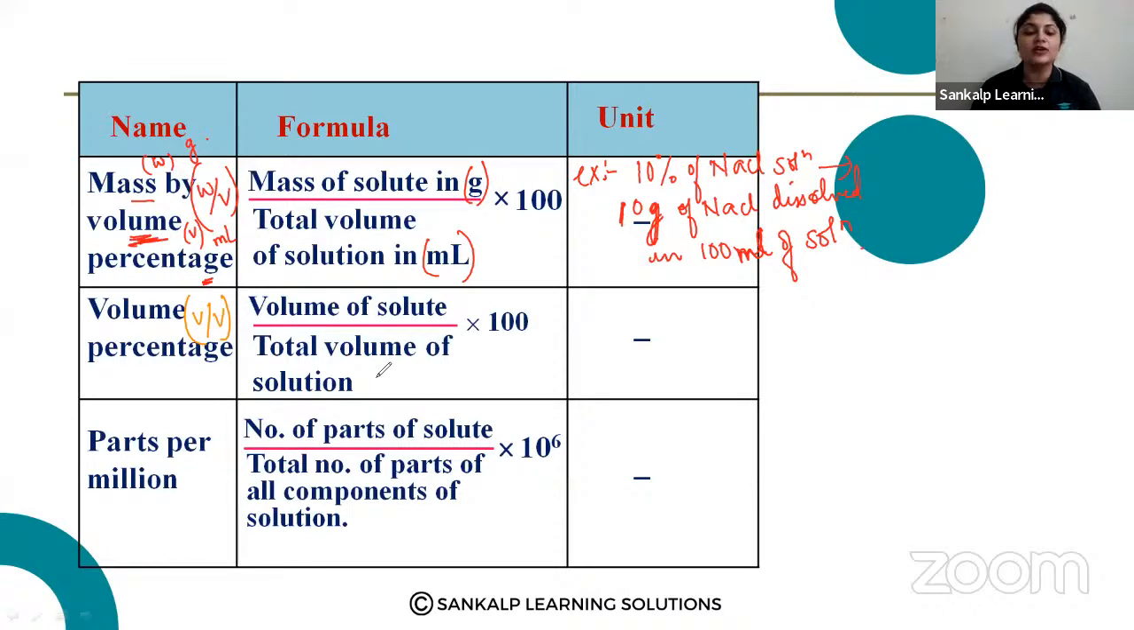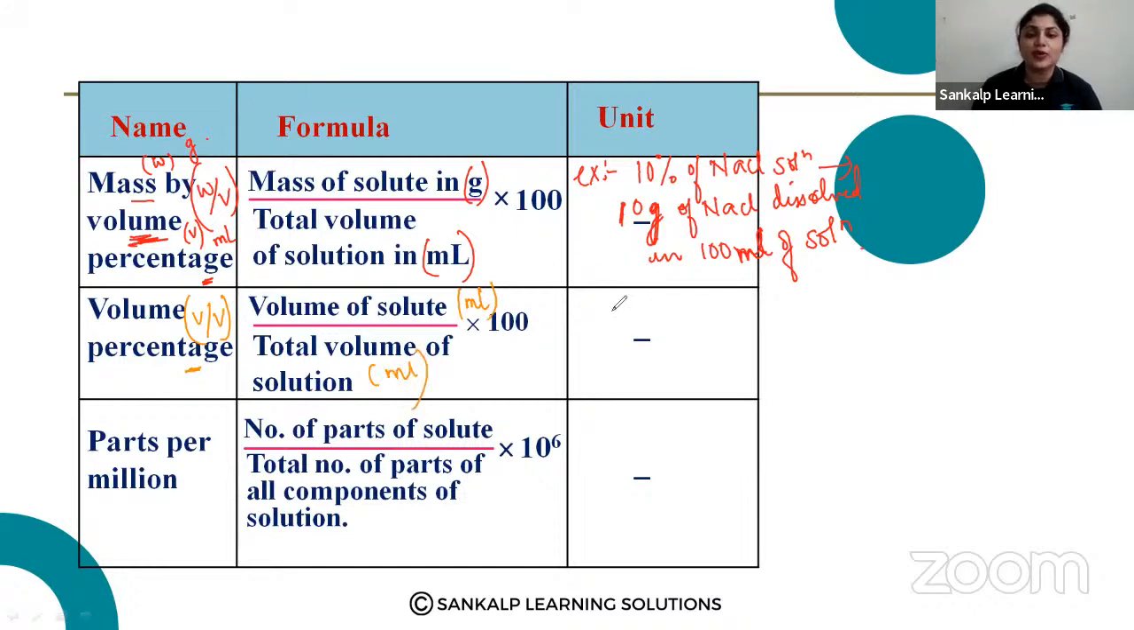It is the volume of the component per 100 parts by the volume of the solution. So what is the formula to calculate volume percentage? Here both the volume of the solute and the total volume of the solution will be in ml. The formula is volume of the solute divided by the total volume of the solution, multiplied by 100 because you're taking the percentage. Both will be in ml.